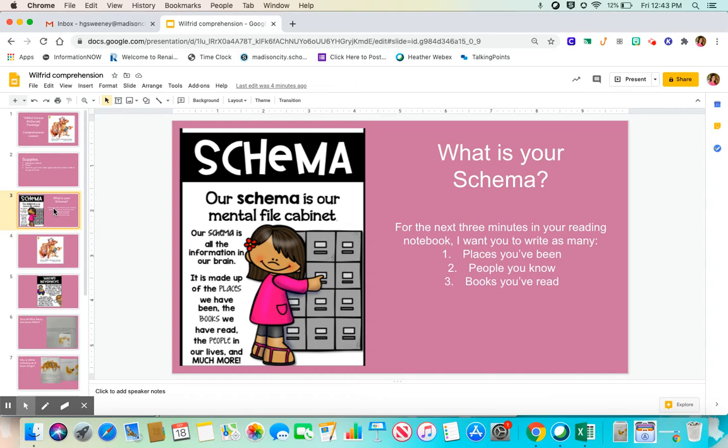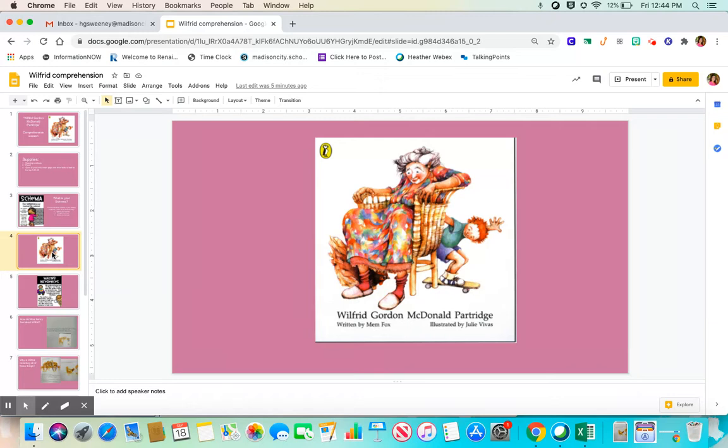And then books I've read. I read a lot. I read the books that you guys read. So recently that's been Wilfrid Gordon McDonald Partridge and We Don't Eat Our Classmates. I read my Bible. I've read many books that you'll maybe read as you get older, chapter books. I love reading the Magic Treehouse book series with my little girl. So all of those things make up our schema and all of the things that we hold in our brain that help us to make new learning and connect what we already know. Now, what we're going to do next is we are going to stop, put our pencils and our notebooks to the side, and we are going to read Wilfrid Gordon McDonald Partridge.